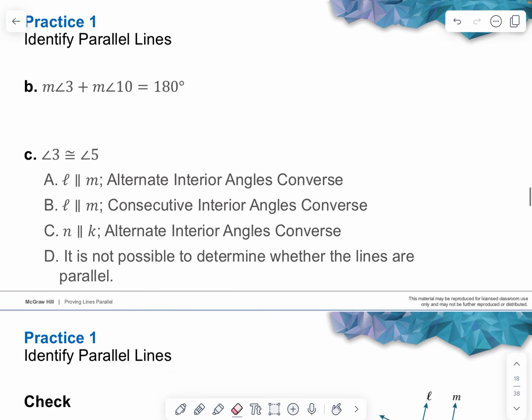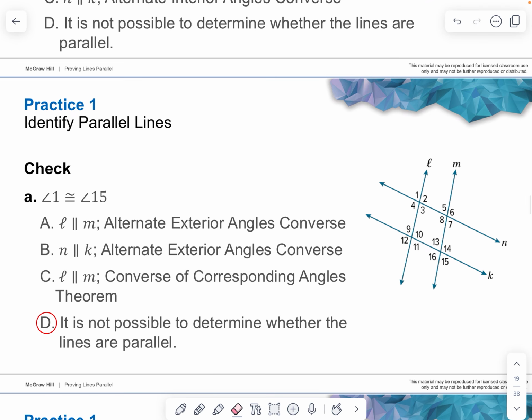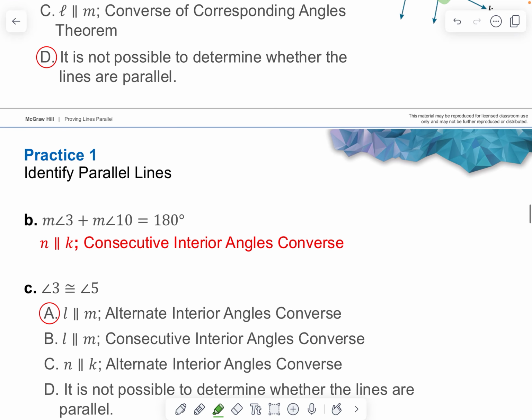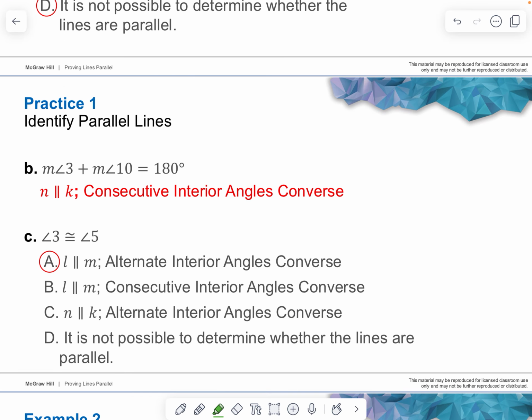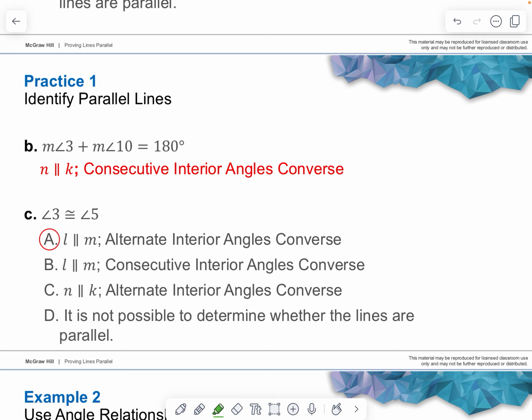Okay. So for A, did you get that it wasn't possible? This one was a tricky one. It's because 1 and 15 don't share a transversal. There is no line that they share. Not possible. Okay? For B, N and K are consecutive interior, so they add to 180. And for C, they would be A, L parallel to M by alternate interiors.